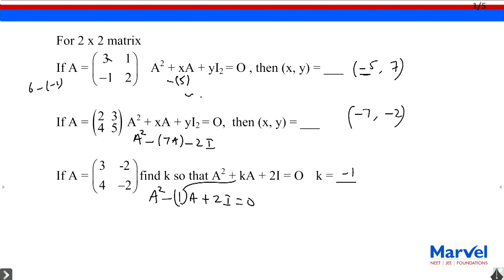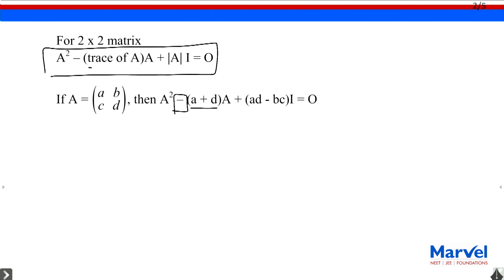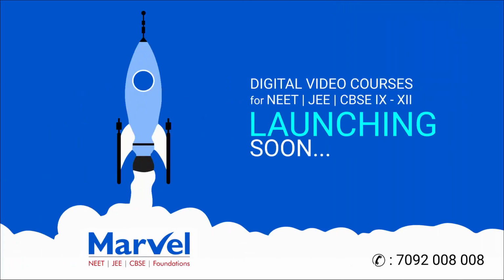So one easy technique you know for 2 by 2 matrix of matrix polynomial. So what is the technique? A square minus trace of A into A plus determinant of A into I equal to O. That is very important.